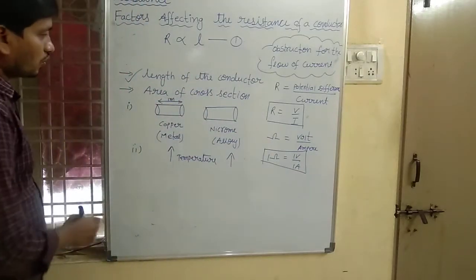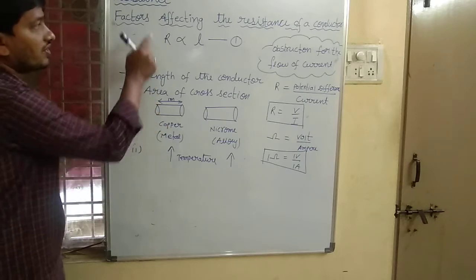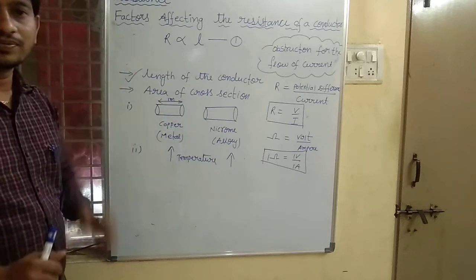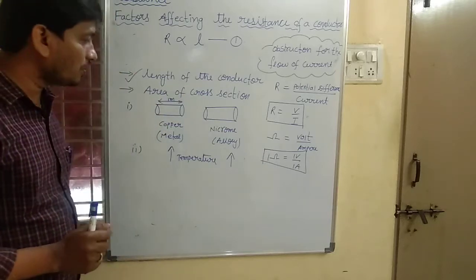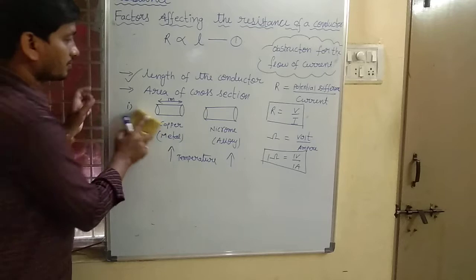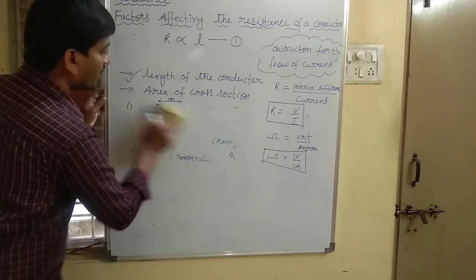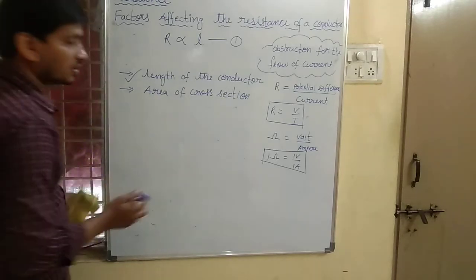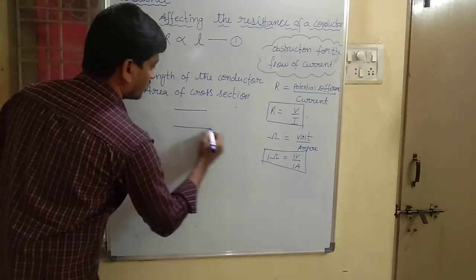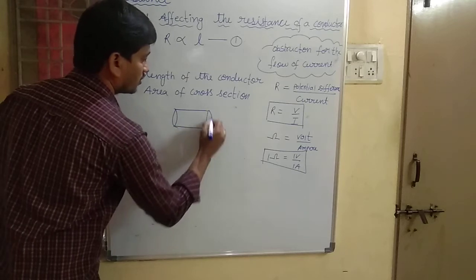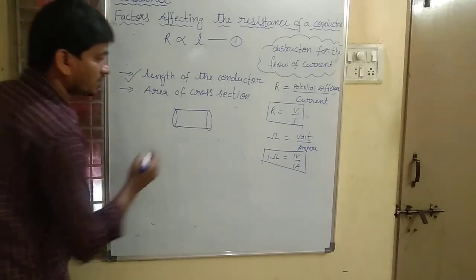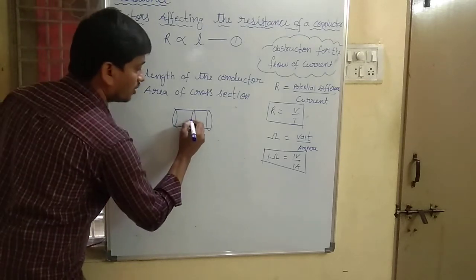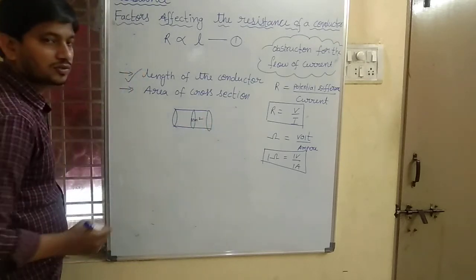Now coming to the fourth factor affecting the resistance of a conductor, which is area of cross section. What do you mean by area of cross section? See here, this is my conductor, whose area, this is our area of cross section. For example, 1 centimeter square.